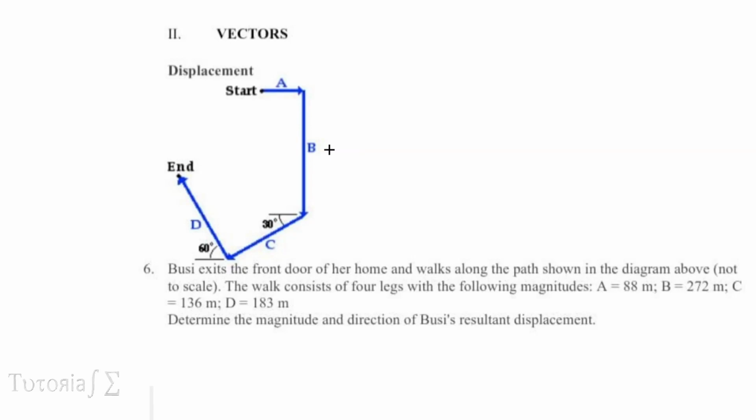Okay. Vectors. We have displacement, start A, B, C, and D. Then D is the end. Bussi exits the front door of a home and walks along the path shown in the diagram above, not to scale. The walk consists of 4 legs with the following magnitudes. A is equal to 88 meters, B is equal to 272 meters, C is equal to 136 meters, D is equal to 186 meters. Determine the magnitude and the direction of Bussi's resultant displacement.